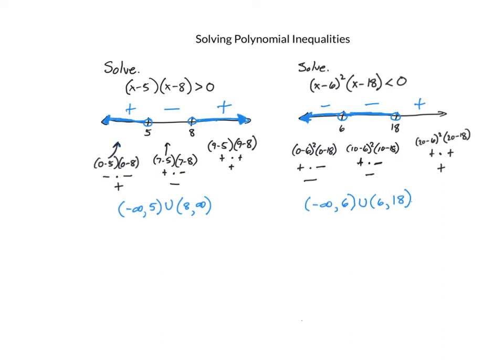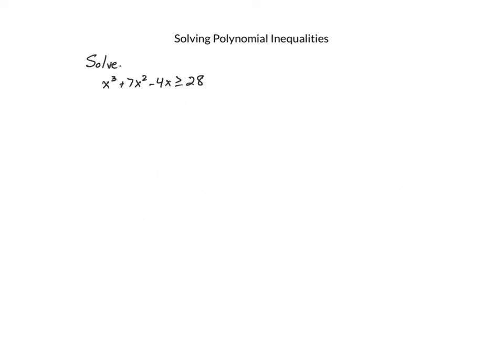Let's solve another one. Here's my polynomial inequality. It's x cubed plus 7x squared minus 4x is greater than or equal to 28. Notice a couple things. One, there's not a 0 on one side, and also it's not factored. We need to transform this inequality so that it will have both of those things. So let's start by getting a 0 on one side. That means I'm subtracting 28. So my inequality will become x cubed plus 7x squared minus 4x minus 28 is greater than or equal to 0.